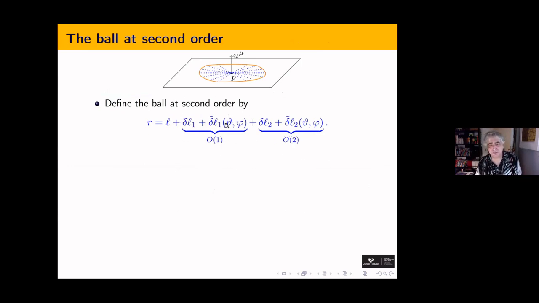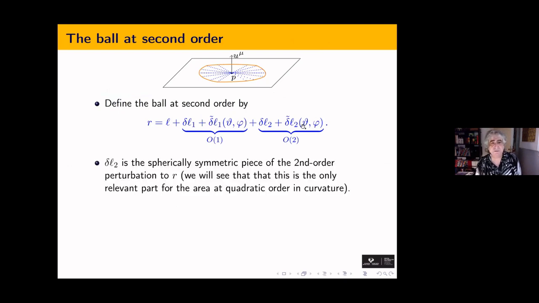This part did not contribute to the area at the first order. And then we are going to put the second order perturbation. And I'm going to split this into a spherically symmetric part and the part which depends on the direction. So this is what I'm saying here. This is just the spherically symmetric part, or if you want the spin 0 part.